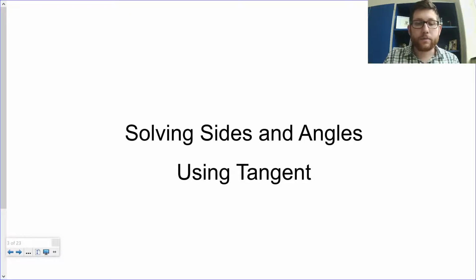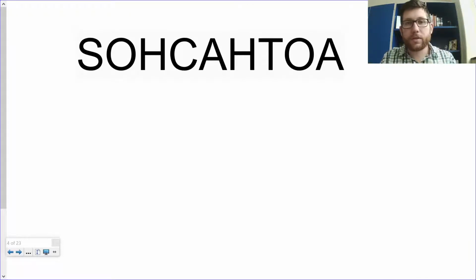Just to review, remember SOHCAHTOA. Sine is opposite over hypotenuse, cosine is adjacent over hypotenuse, and tangent is opposite over adjacent. Remember when we set those up, the hypotenuse is opposite the 90 degrees, and the opposite side is opposite the angle that we're talking about. And we're going to see how that works out here.